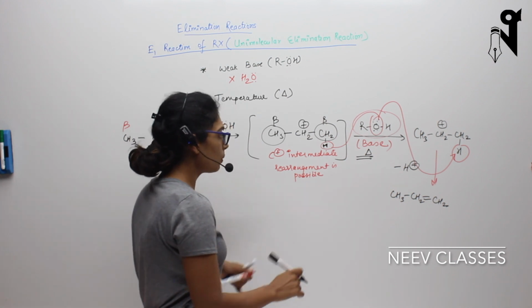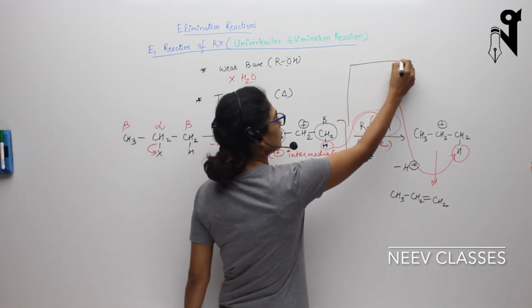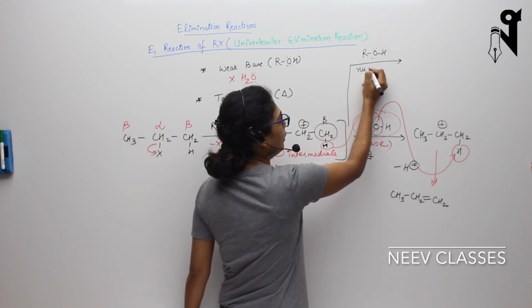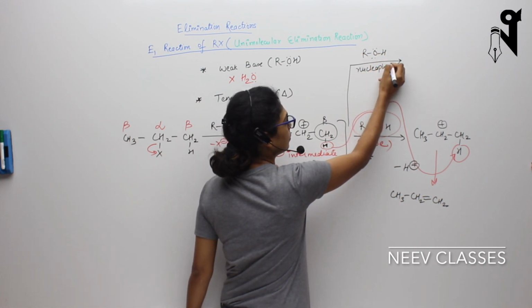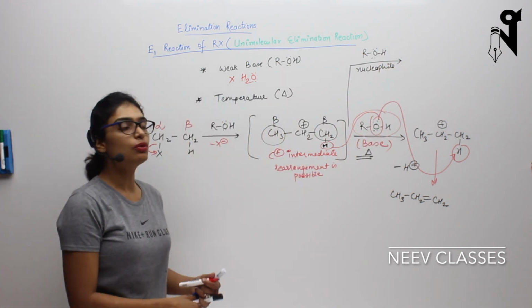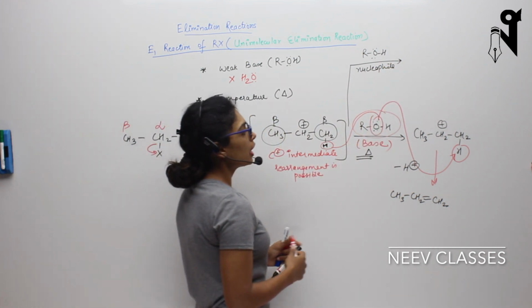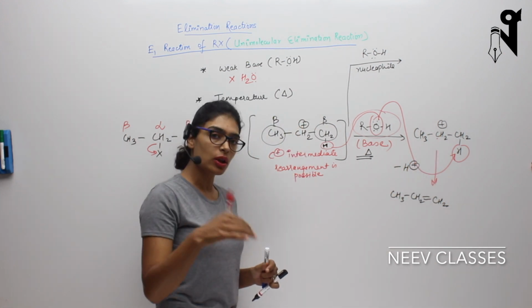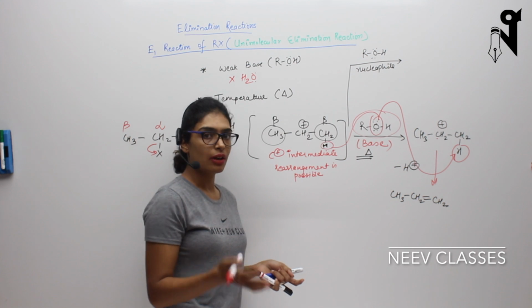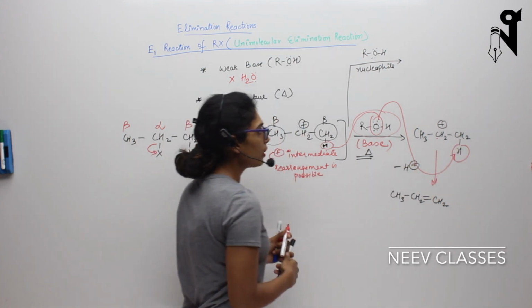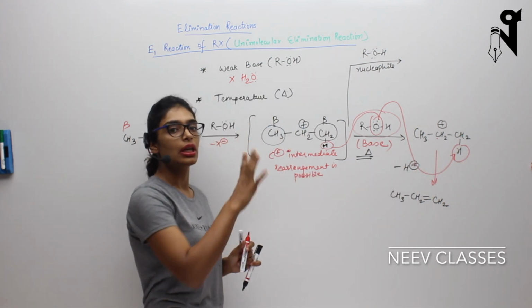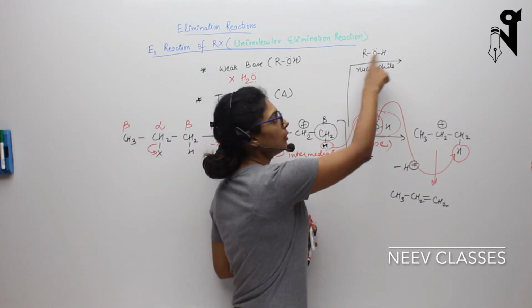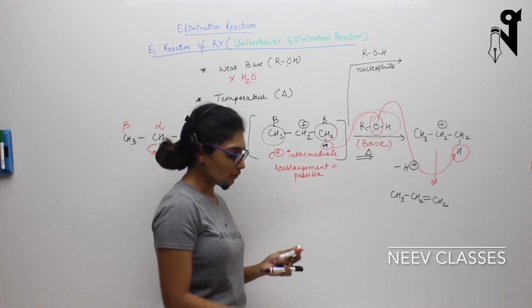Now at room temperature, what will happen? This ROH will act as a nucleophile, and rather than removal of hydrogen, it will try to attack the carbon where the positive charge is. It will attack the carbon, act as a nucleophile, and get attached over there rather than removing hydrogen. So substitution will happen exactly the way it used to happen in SN1. So one pathway will go through E1 and the other through SN1.